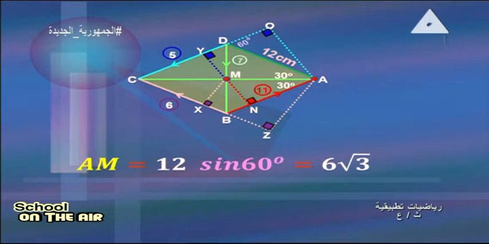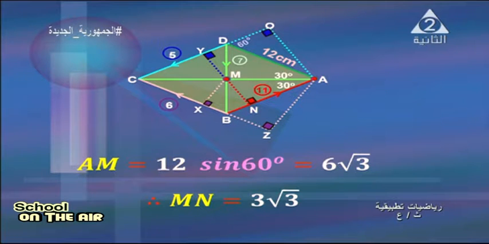AM equals 12 sine 60 equals 6 root 3, since sine 60 is root 3 over 2 times 12. Also MN equals 3 root 3, which is half of AM. AM, remember, equals 6 root 3. MN, opposite the angle 30, is half the length of AM, equals 3 root 3. This is the value of MN.